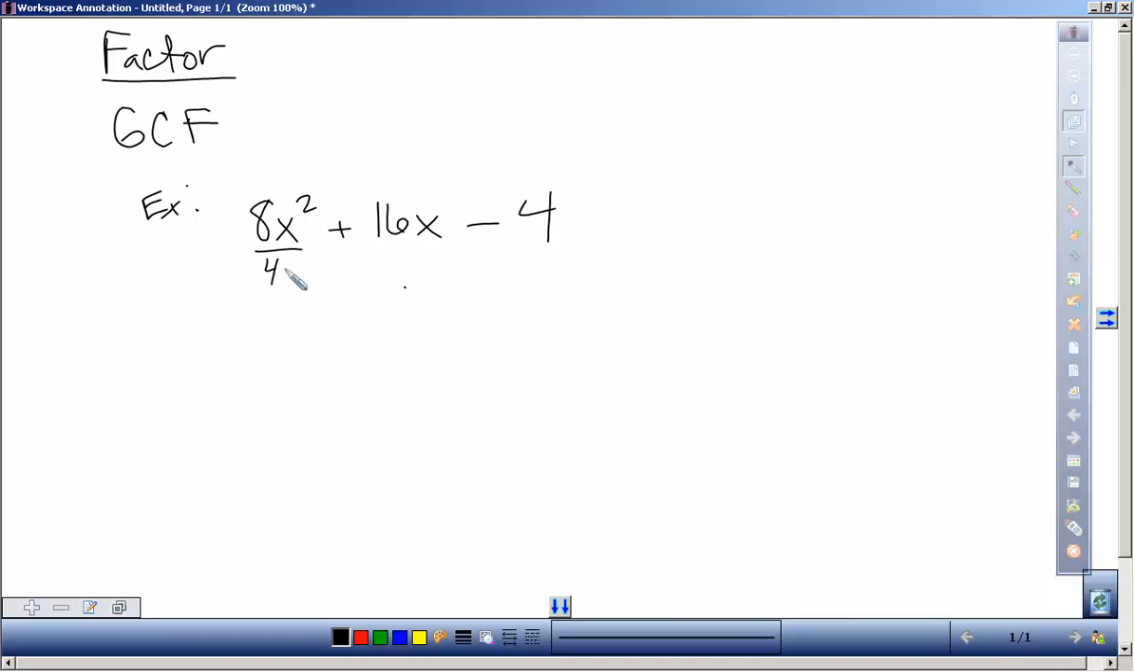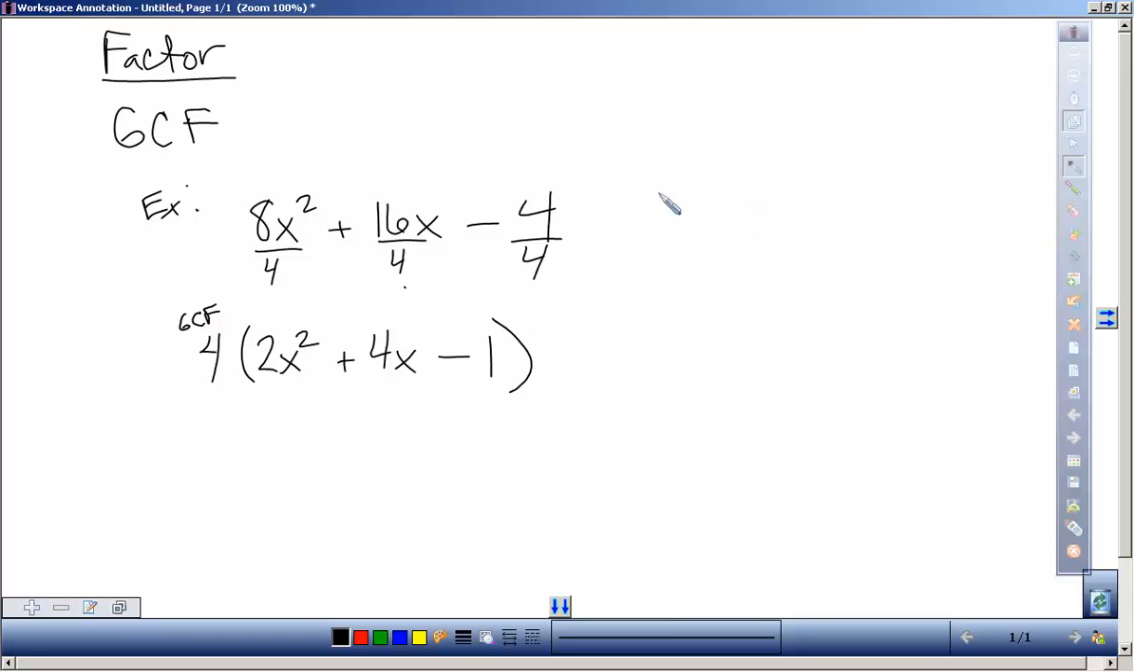Remember, when we factor out, we are just dividing everything by 4 and bringing it up to the front. So bring the 4 up to the front. That's going to leave me with 2x squared plus 4x minus 1. That doesn't disappear completely. 4 divided by 4 is 1. That 1 needs to stay there.